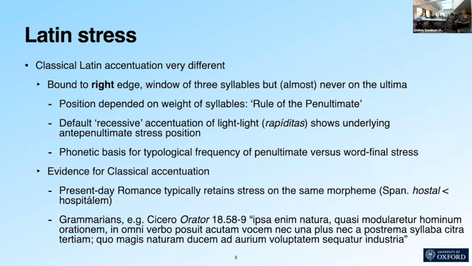And this principle of accentuation is well known to us because of all the Romance languages that we know today. Even if there's been further syllable loss, very often the same morpheme will retain the stress. So for instance, in a word like hospitalem, the penultimate syllable has attracted the stress. That stress has then become associated with that morpheme to the point where in Spanish hostal, the stress has retained its morphemic position. So it's a window on the past in that respect. Also, we have witnesses from the time. For instance, Cicero, I've given you an example here, telling us that nature herself has ordained that stress should be at the right end of the word and within a 3-syllable window.